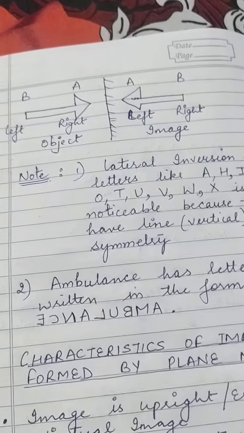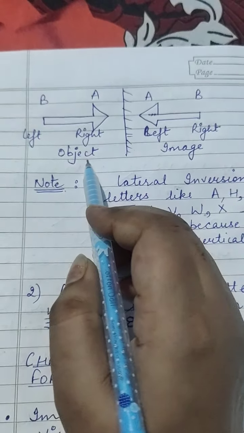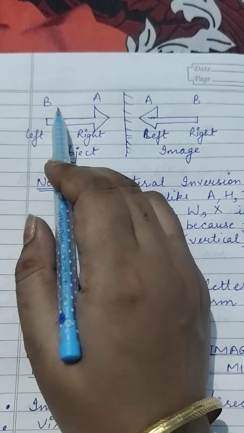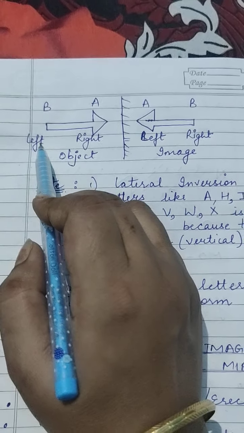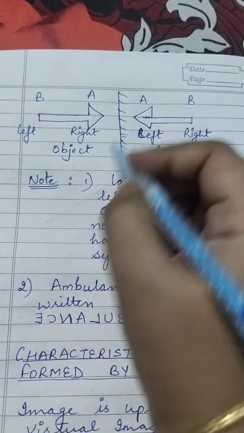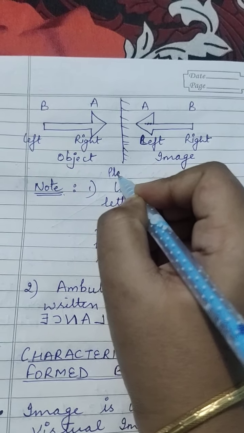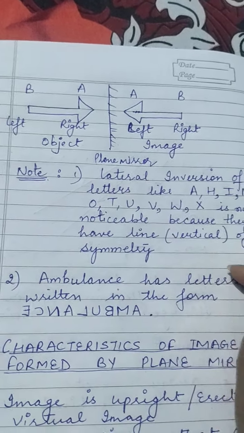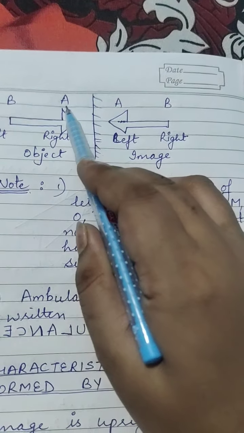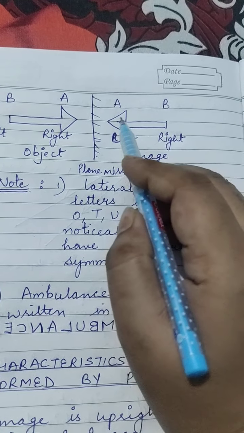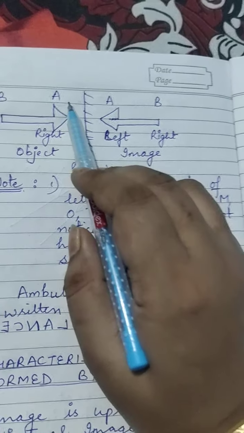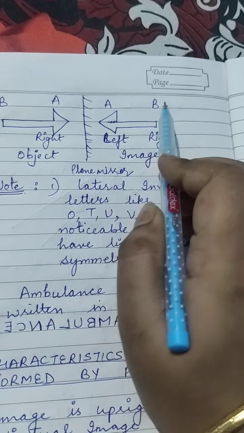Here you can see I have shown you with an example. This is your object and the arrow is there. This is the A side of the arrow, this is the B side of the arrow, this is the left side, this is the right side. This is your plane mirror. Whenever you see this in your plane mirror, you will see that the A side will be this side. This is by mistake, you will not do like this. So the A side will be here and the B side will be here.